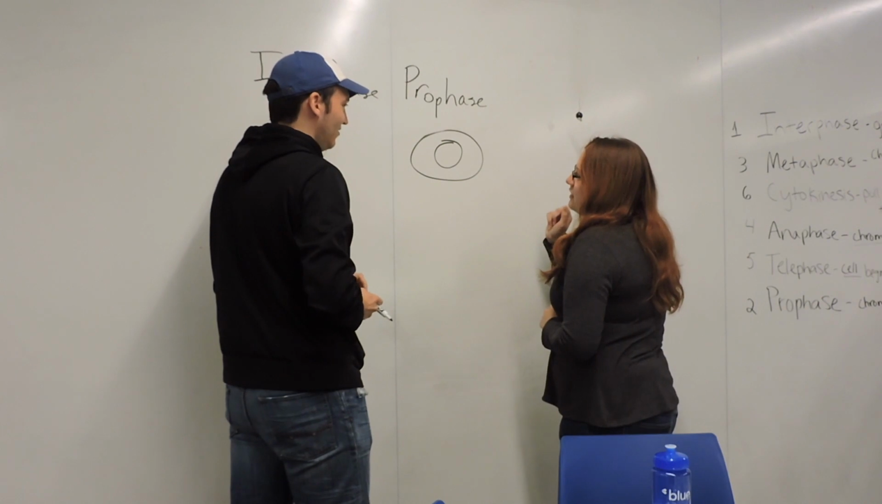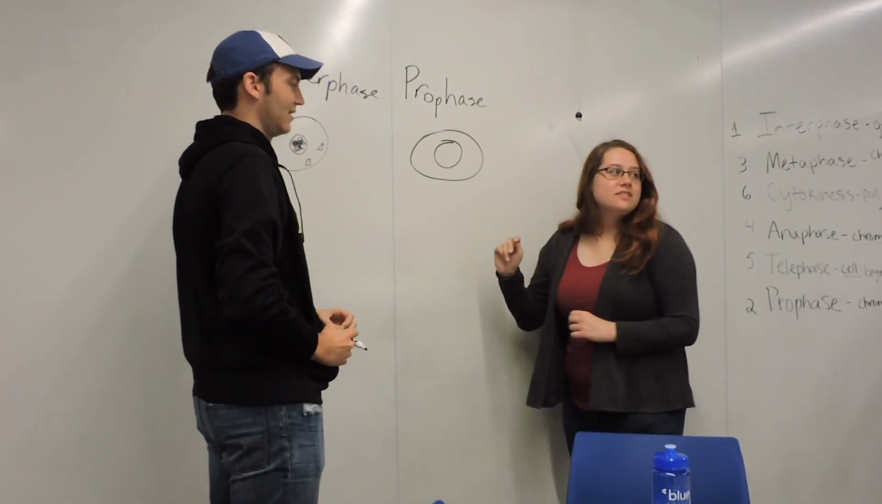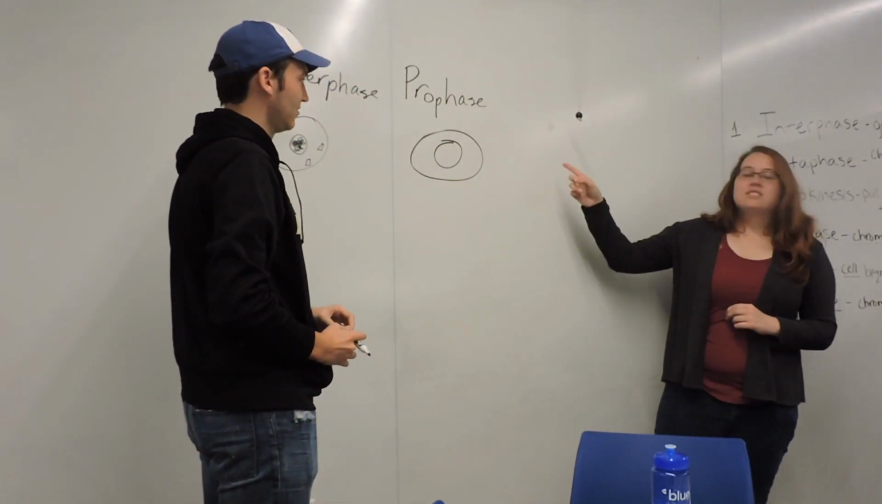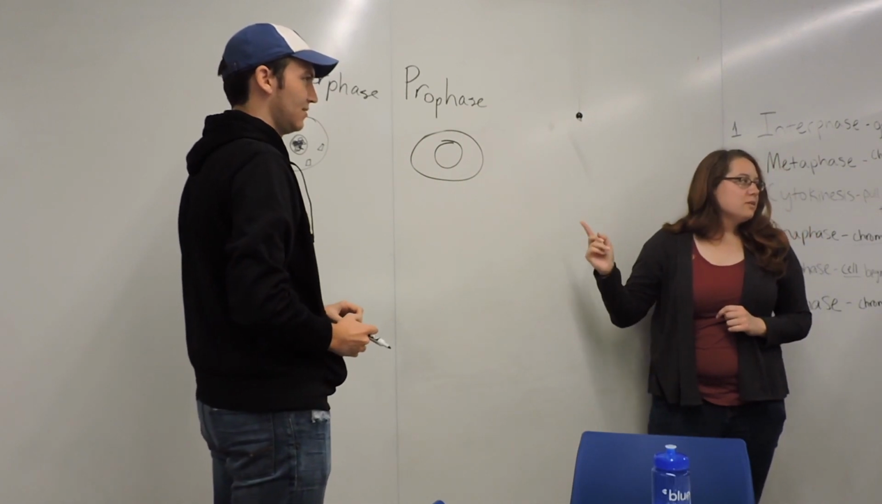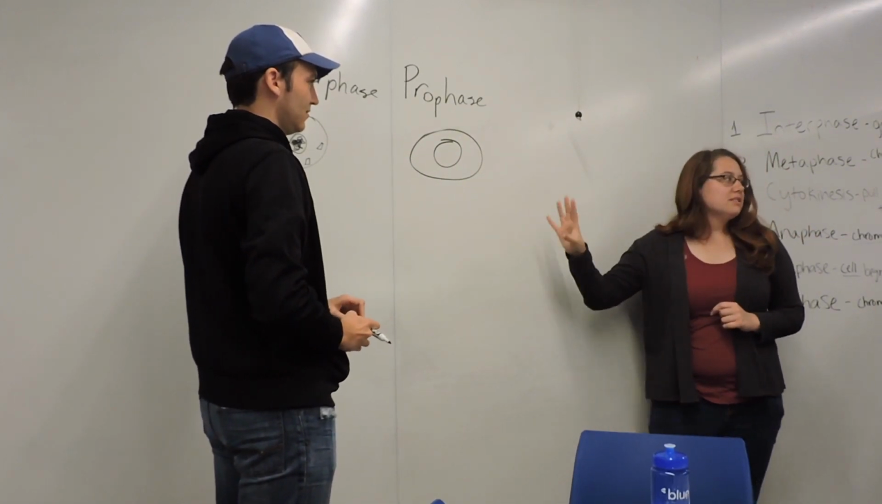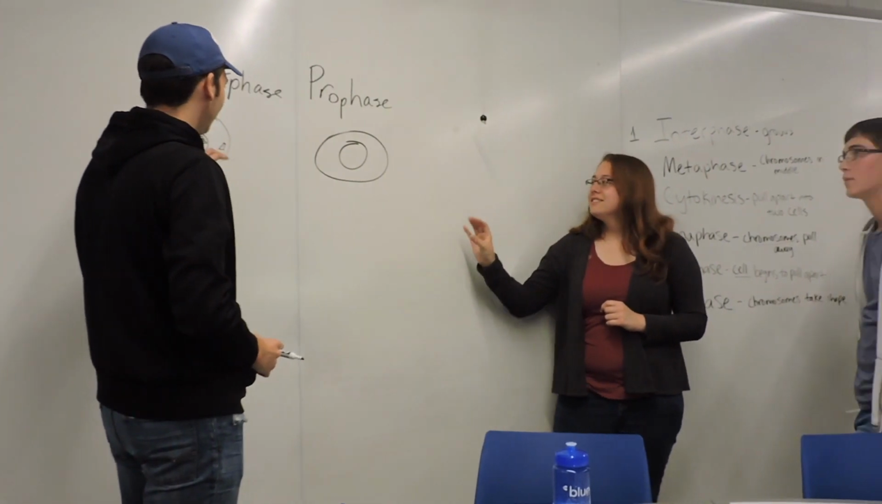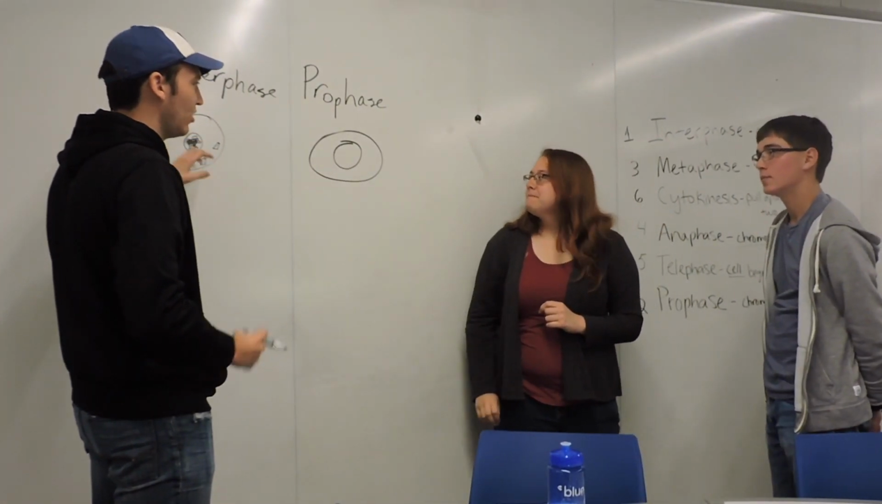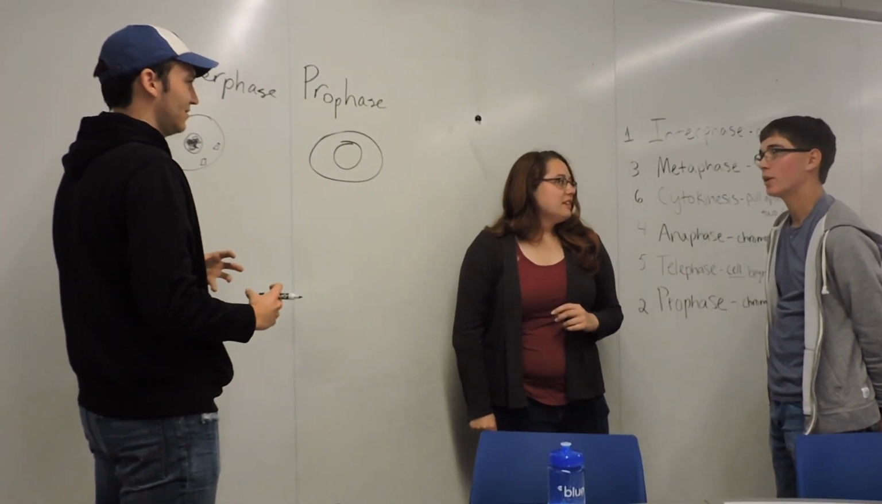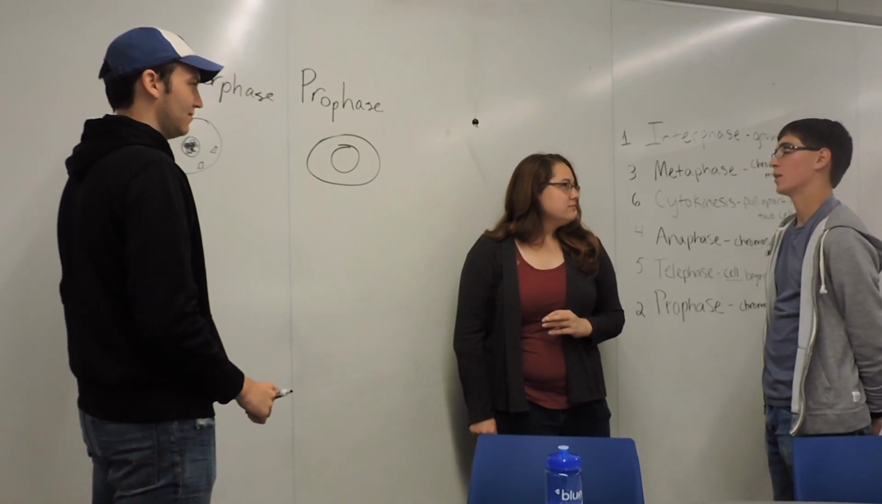I think we should ask Nathan. Yeah, I don't know. Hey Nathan, we're kind of lost on the prophase step of what goes on with the nucleus. Because we know it's starting to become chromosomes, but we don't know how to draw it. All right. So a good place to start might be asking a fellow student.